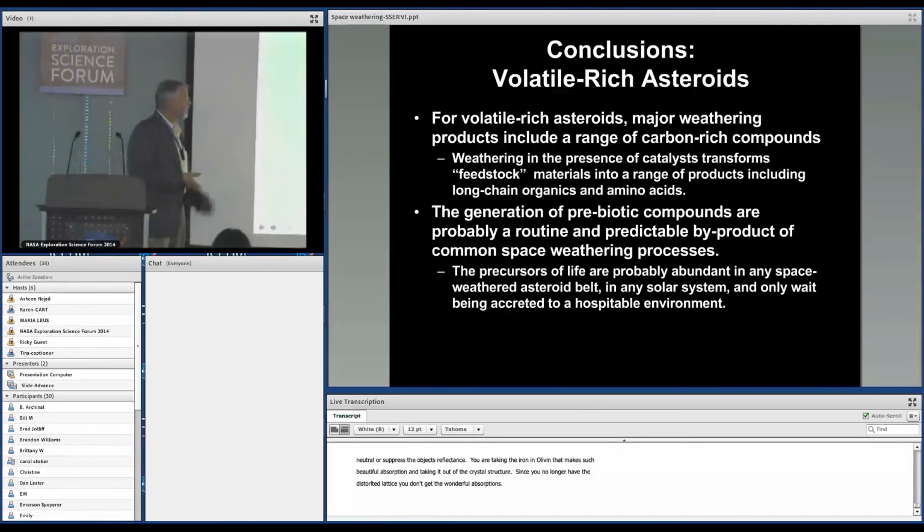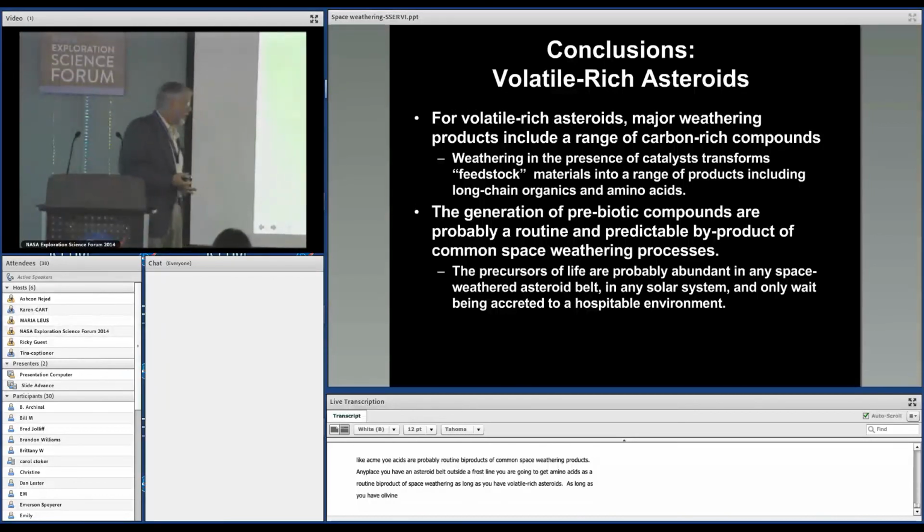For volatile-rich asteroids, then, major weathering products could include a range of carbon-rich compounds. And so the weathering in the presence of catalysts transforms this feedstock into a range of products that include long-chain carbons and amino acids. I think the interesting implication is that prebiotic compounds like amino acids are probably a routine byproduct of common space weathering products. Basically, any place you have an asteroid belt outside a frost line, you're going to get amino acids as a routine byproduct of space weathering, as long as you have volatile-rich asteroids, and as long as you have olivine.